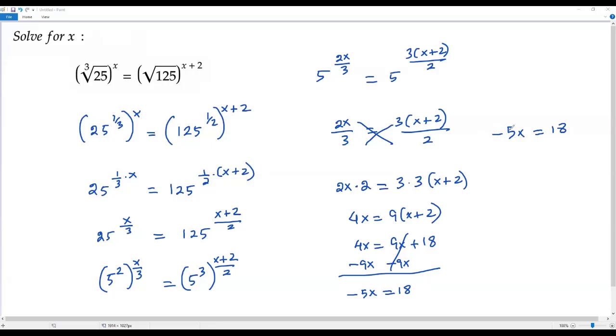To solve for x, I have to get rid of the negative 5, which is multiplied by x. For that, I have to divide both sides by negative 5. So this negative 5 will cancel out. I'm getting x equals 18 over negative 5. 18 is not divisible by 5, so I have to keep this fraction as it is, and we can take the negative sign to the front. That is negative 18 over 5. In the given exponential equation, I have solved for x. The value of x is negative 18 over 5.